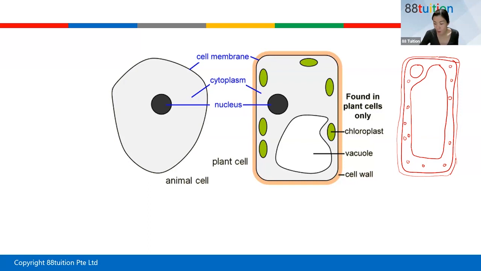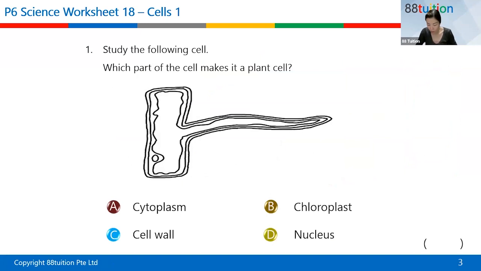Okay, so this is how I draw it. Looks quite okay, right? Not so bad. So these are the parts of the plant and animal cells. Of course, you need to know the various functions. I'm not going through the functions again because you have seen it in the video. So let's go to question 1.